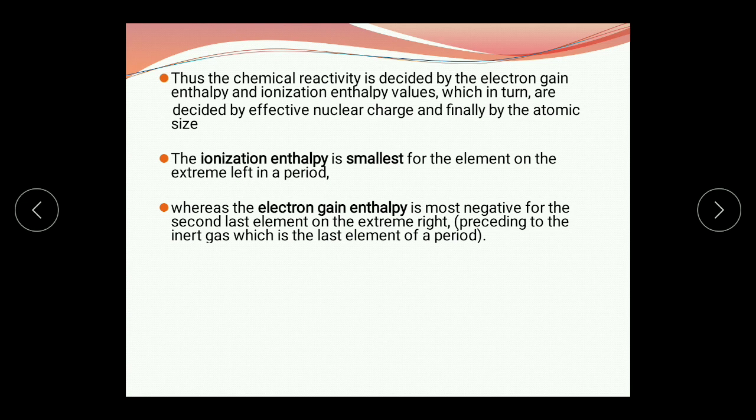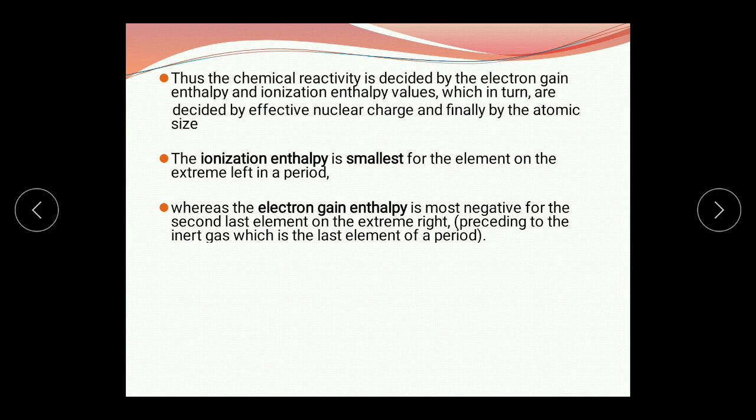What about electron gain enthalpy? These values are most negative for the second last group on the extreme right. Why? Because those are halogens. We are not going to consider the inert gases because they are non-reactive. The halogens have the highest negative electron gain enthalpy values.